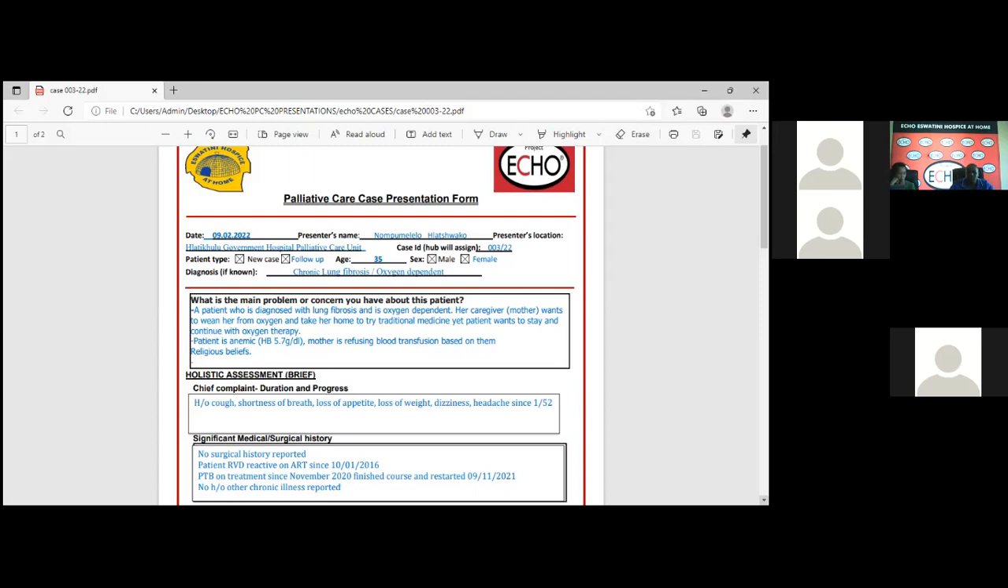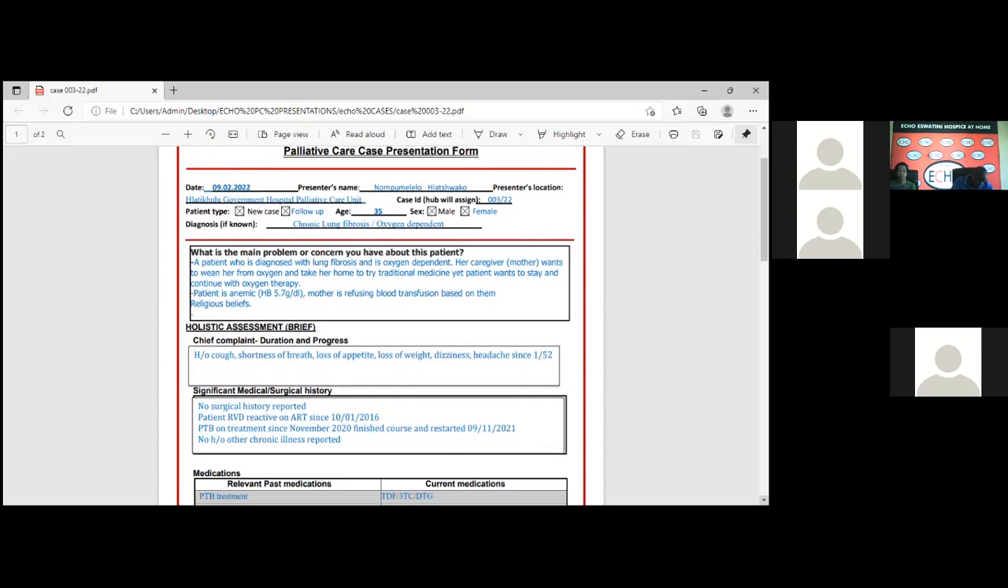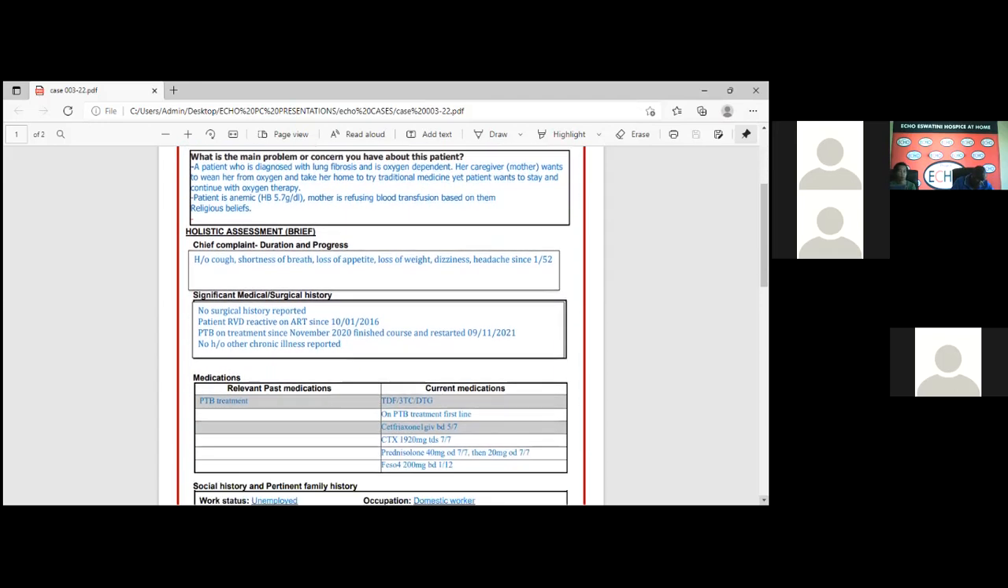Patient is known with HIV. She is on ART since 10 January 2016. She was also treated for PTB in November 2020, where she finished her course, and she was restarted on 9/11/2021. No history of other chronic illness was reported by the patient.